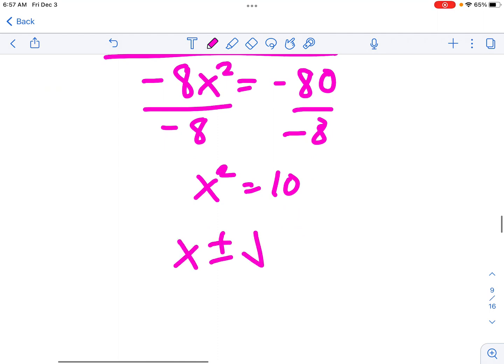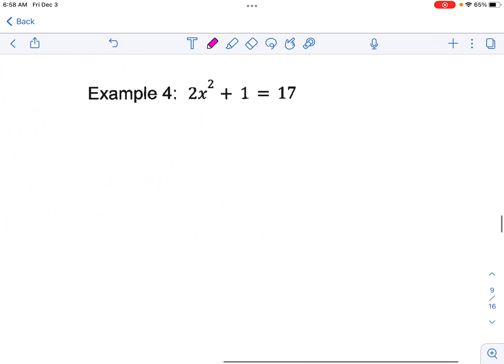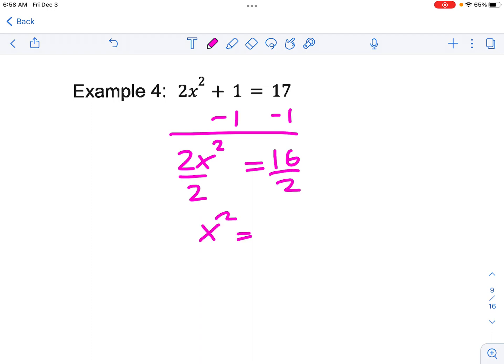X squared equals 10. And so x equals plus or minus the square root of 10. And again, you don't need to give me a decimal. Square root of 10 is good enough. Last one, minus 1, minus 1. So these are really very much the same algebraic strategies we've been doing for this whole unit. Divide by 2, I forgot my squared there. X squared equals 8, so x equals plus or minus the square root of 8.